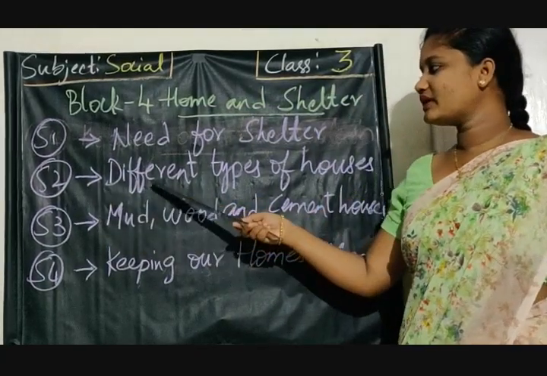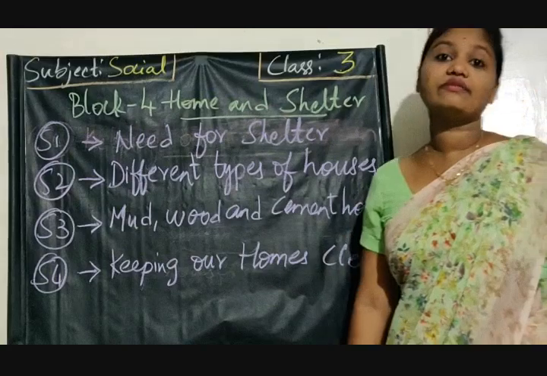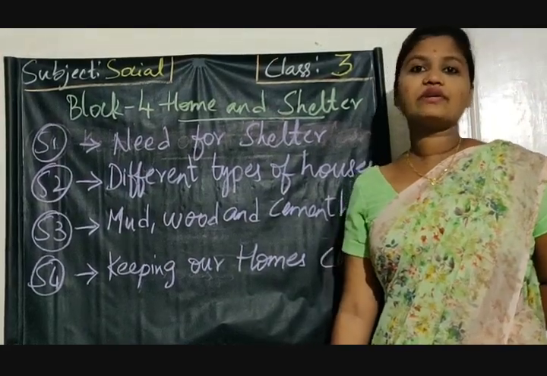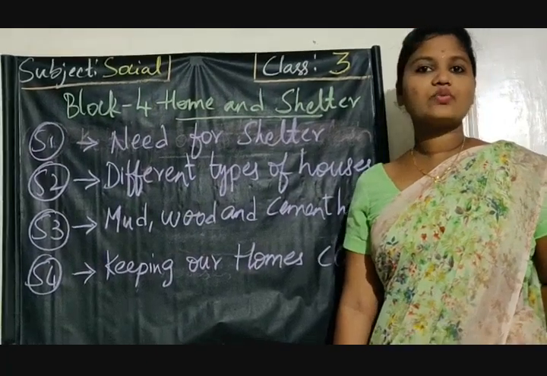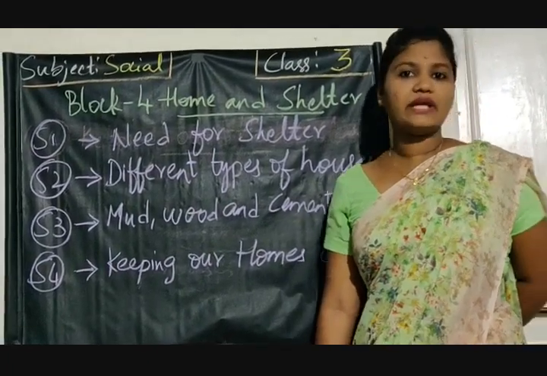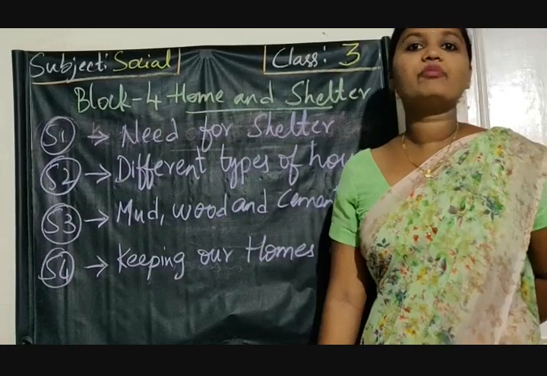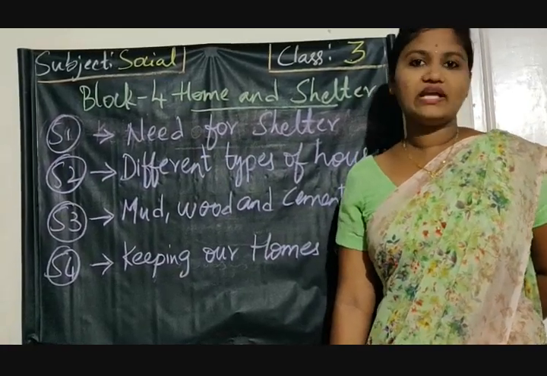What is the second topic? Different types of houses. Yes, there are different types of houses. In the different types of houses, we have read about 6 houses. What is the first one? The first one is the hut. Hut is made up of mud. So mostly we can see huts in villages.